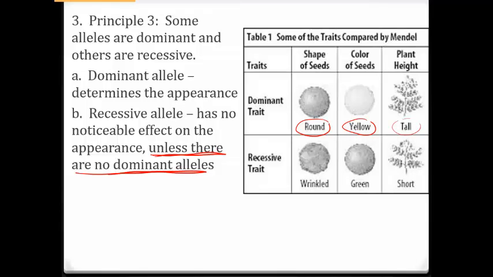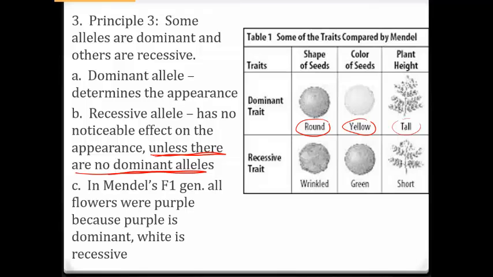In humans, we know that maybe brown eyes is dominant over blue, brown hair dominant over maybe, let's say, red hair. Those are maybe what we would be looking at on the human side. And this is why Mendel's F1 generation were all purple.